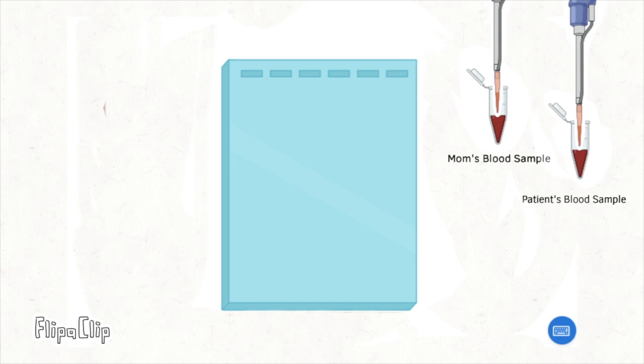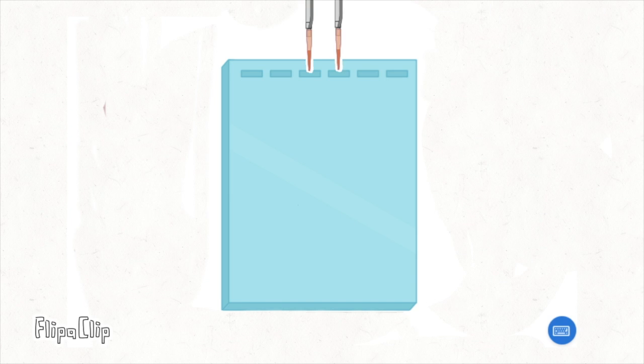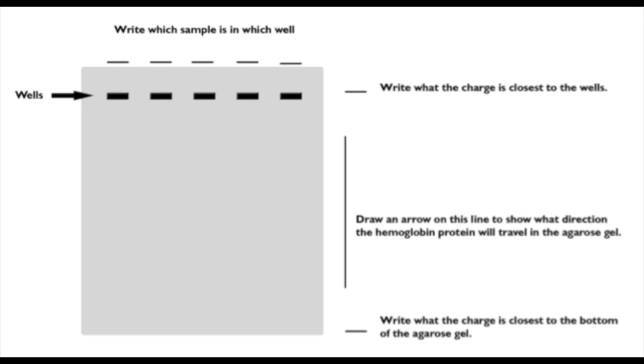Notice the crescent-shaped cells. In lanes 3 and 4, respectively, we'll be adding the mother and the patient's blood samples. Pause for a moment here to label which sample is in each well in your student packet on page 40.